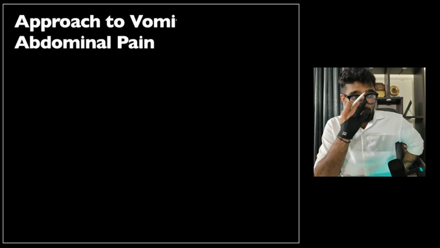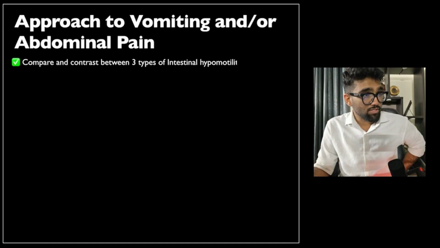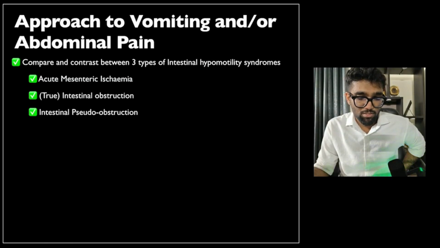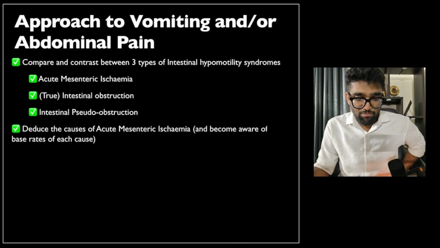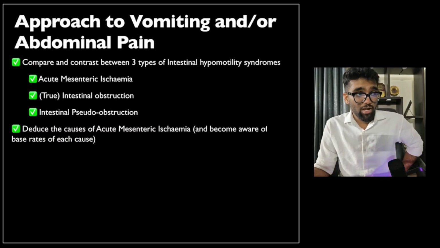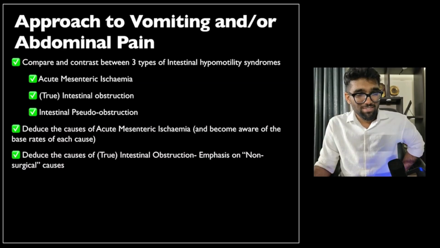So that brings us to the end of this screencast. In this discussion, I have compared and contrasted the three types of intestinal hypermotility syndromes, namely acute mesenteric ischemia, true intestinal obstruction, and intestinal pseudo obstruction. I have helped you deduce the causes of acute mesenteric ischemia, and I have notably also made you aware of the base rates of each cause. So non-occlusive ischemia is far less common than occlusive, and among the causes of occlusive, thrombotic is by quite a distance the most common cause, and vasculitis therefore is an uncommon cause.